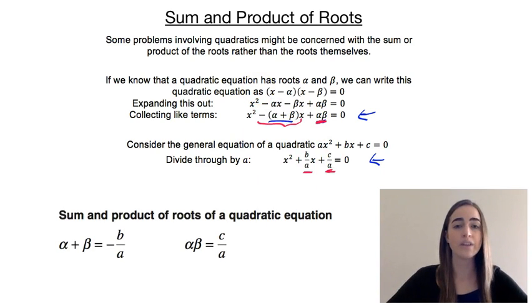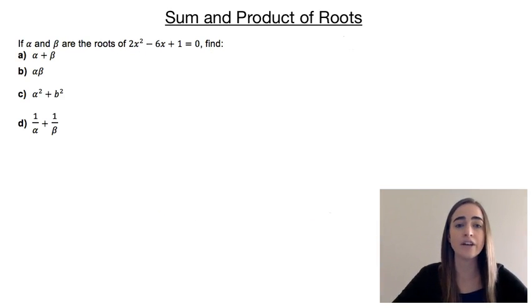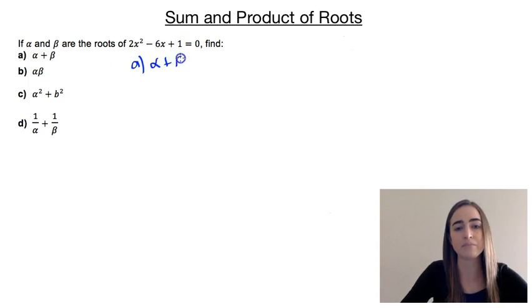So what we end up with, and this is straight from your formula sheet, is that the sum of the roots is equal to minus b over a, and the product of the roots is c over a. Let's have a look at what that looks like with an example. Our example says if alpha and beta are the roots of 2x squared minus 6x plus 1 equals 0, we want to find the sum of the roots, the product of the roots, and then two other relations as well. So for part A, we want to find alpha plus beta.